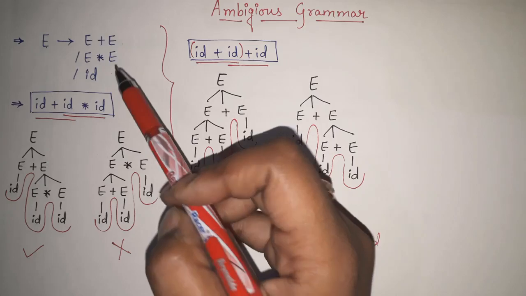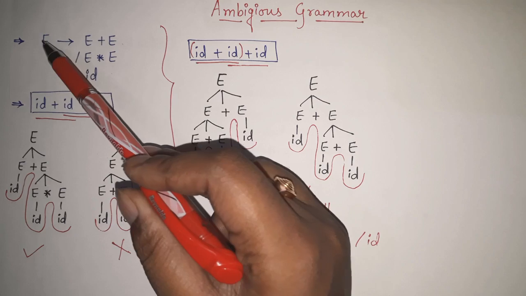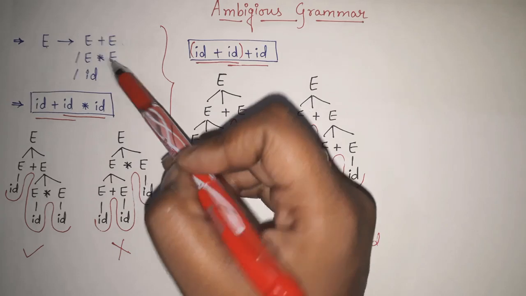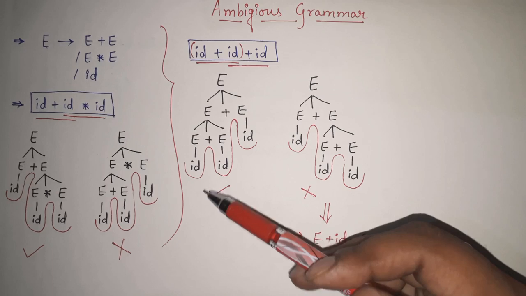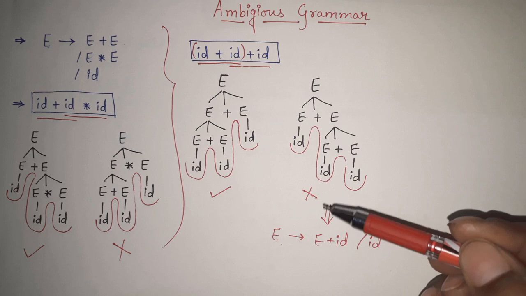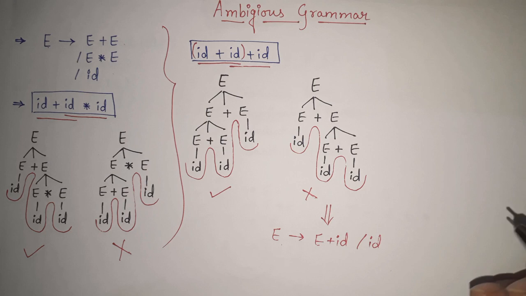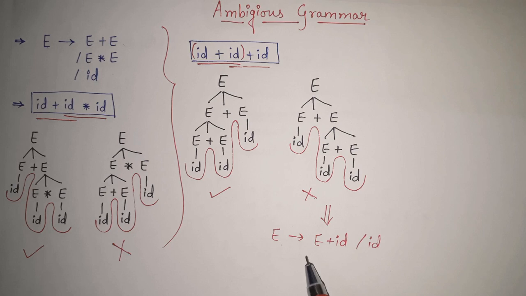Try to understand my grammar. The given grammar was this one, where I have E gives E plus E, so both sides we were having E. So what happened is that we were able to grow the tree from both sides. If we are growing it on the left hand side, then there is no problem, but if we are growing it from the right hand side, then there is a problem. So what we can do is restrict the growth of the tree from the right side. To restrict the growth of the tree from the right side, we can remove the E that is on the right side. So we can convert the grammar into a form that is E gives E plus ID or ID.